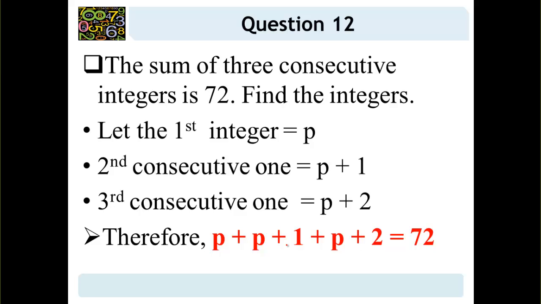Question 12. The sum of 3 consecutive integers is 72. Find the integers. Remember, this is a continuation video, the second video. It is required that you view the first video, where we discussed consecutive integers. So we say let the first integer be p, the second consecutive one is p plus 1, and the third consecutive one is p plus 2. This means that p plus p plus 1 plus p plus 2 will give us 72.